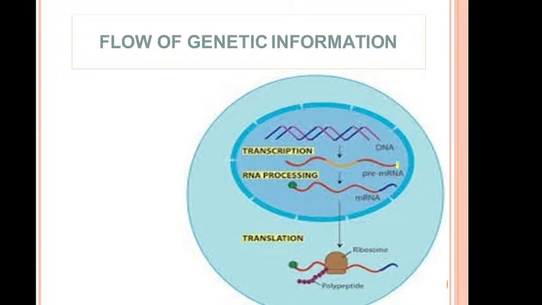So this is in the nucleus. In the cell we have a nucleus. In the nucleus the double-stranded DNA will give us pre-mRNA. This pre-mRNA then gets changed into mRNA, and this mRNA is then translated into proteins.